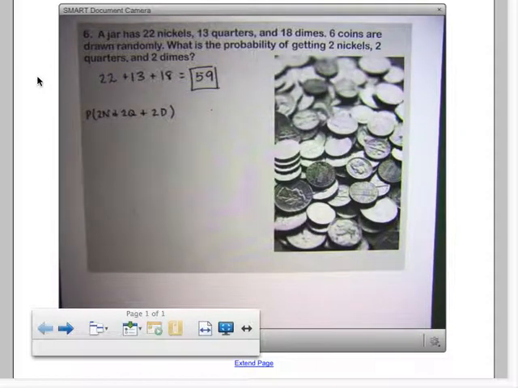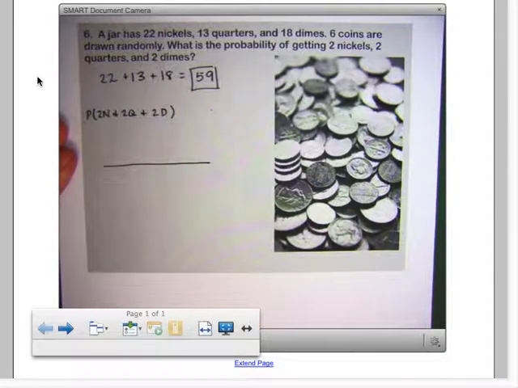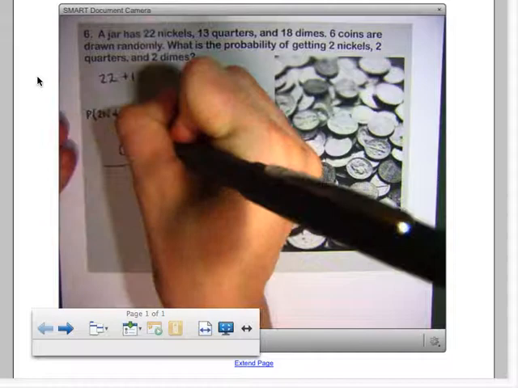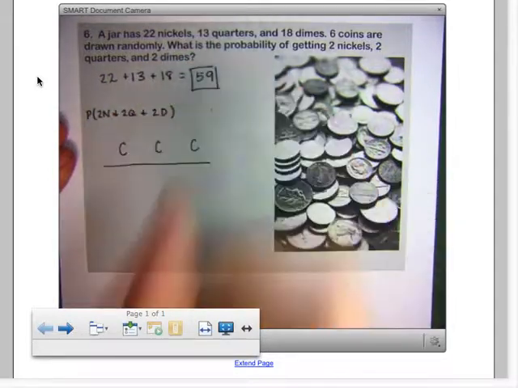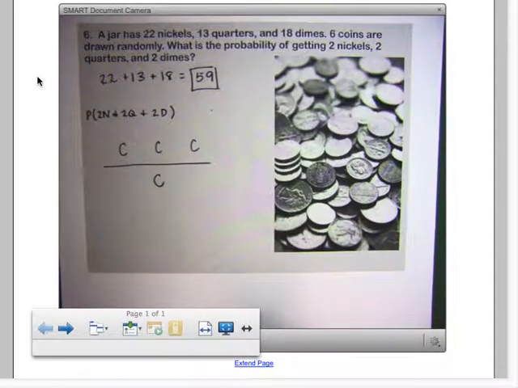Okay, so we need to figure out if we're using combination or permutation. So again, it does not tell you that you have to draw them in a certain order. So we're going to use combinations again because order doesn't matter. So I'm going to have a fraction. For my numerator, I'm looking for nickels, quarters, and dimes, so 3 different things. So I'm going to have 3 C's. And then my denominator, I have 1 C for my total.